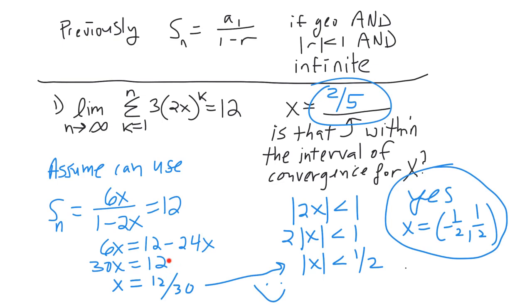If my answer for the first part had been x equals 1, then I would have had to cross out that answer and say, in fact, there is no solution, because that x value was not within the valid range. So I would have had to discount it.